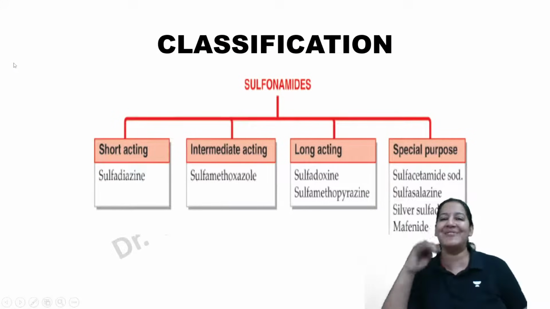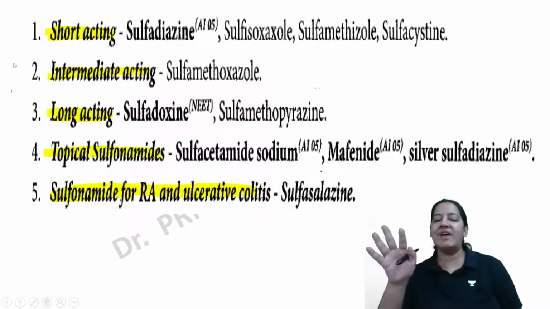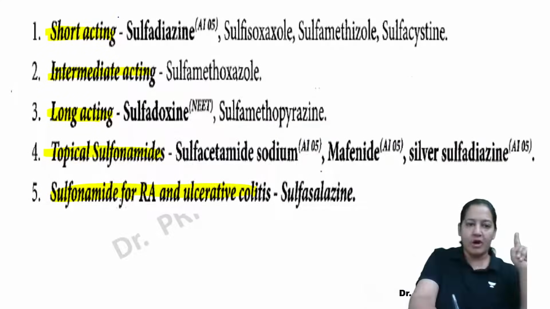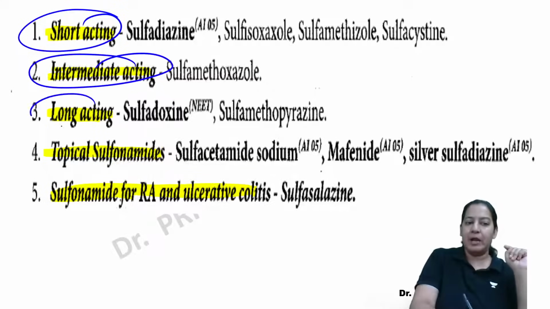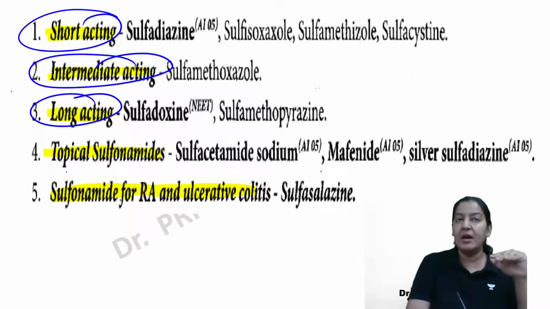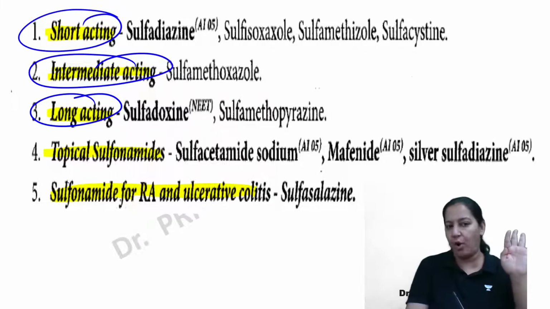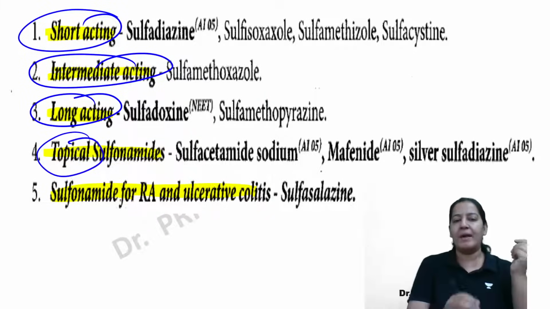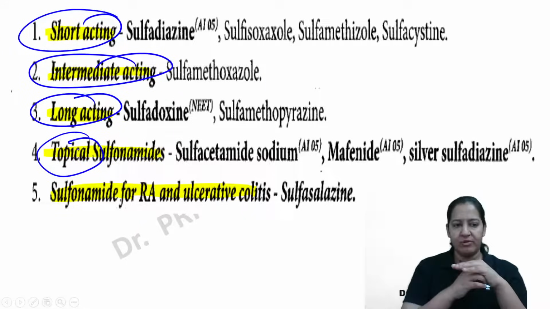After the introduction, come to the classification. We divide sulfonamide into 5 categories: the short acting, the intermediate acting, the long acting. That is based on their duration of action: short, intermediate, long acting. After that, topical. Topical are in the form of ointment and eye drops.